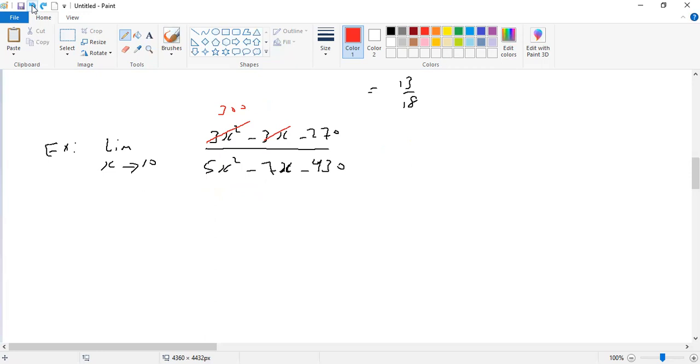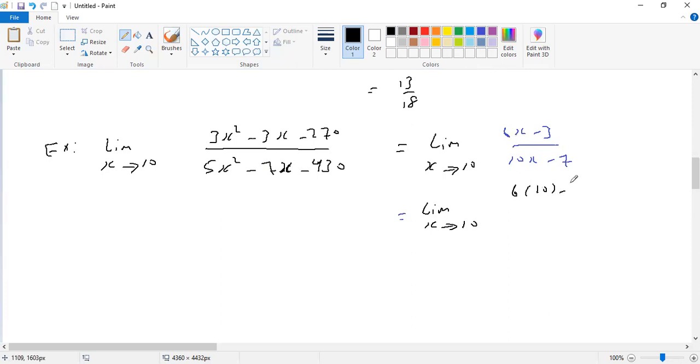Okay. If this one is 0 over 0, then the answer is the limit as x approaches 10, where the numerator is 6x minus 3 and the denominator is 10x minus 7. So, equal to the limit as x approaches 10, it will be 6 times 10, which is 60, minus 3, 57.